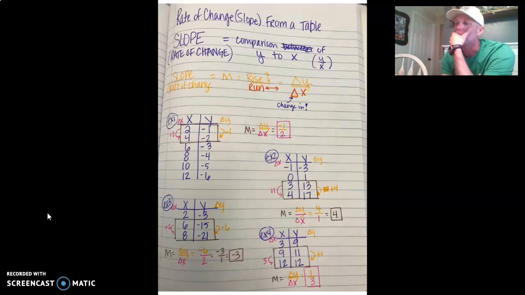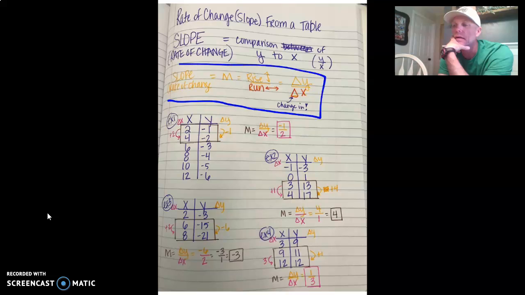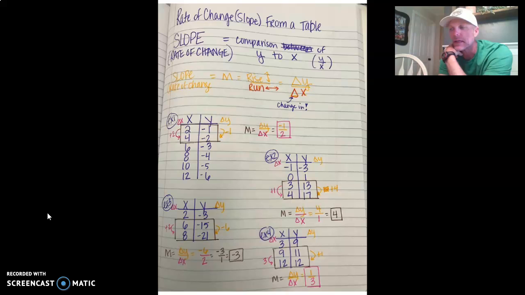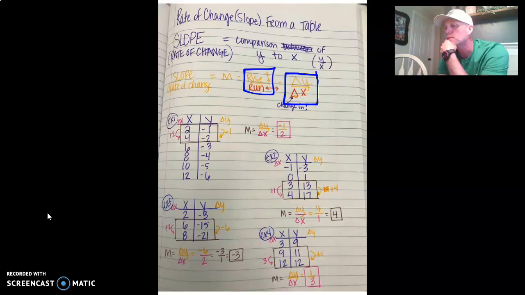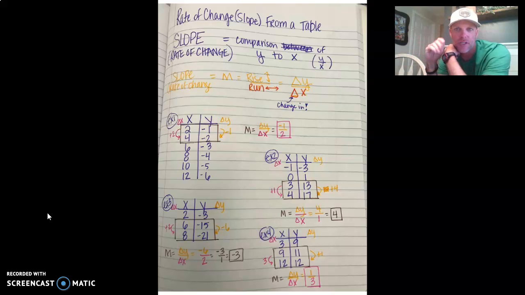Okay, so now we wrote this down here in class, and the one that we really need to focus on today is the change in y on top of the change in x, which means rise over run. Rise means up and down, run means side to side. The change in y means how it's changing up and down. The change in x, how it's changing side to side.